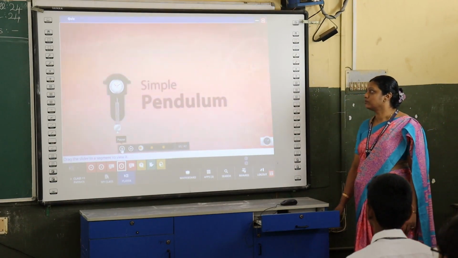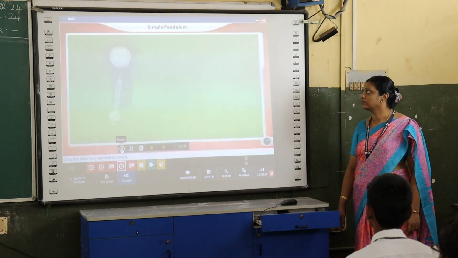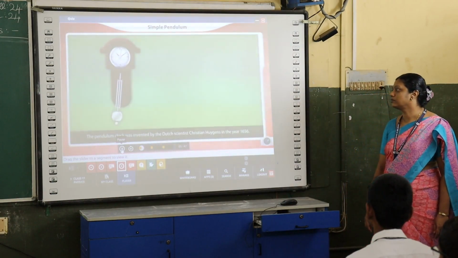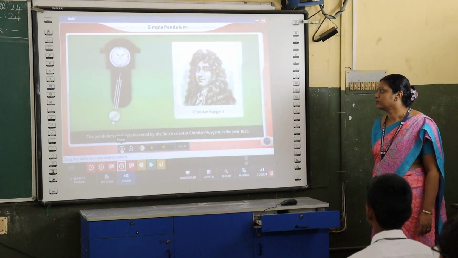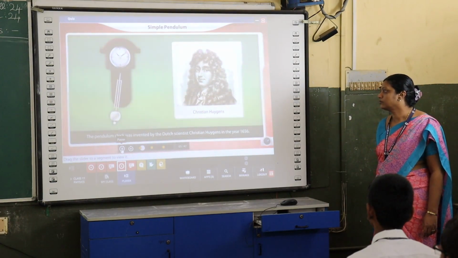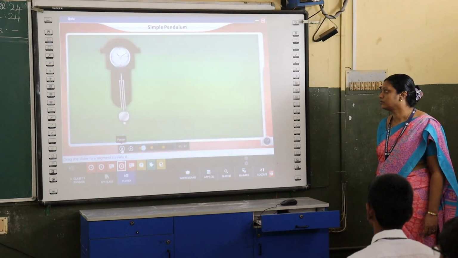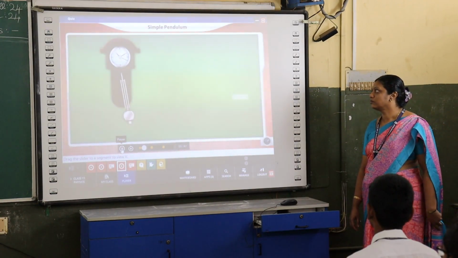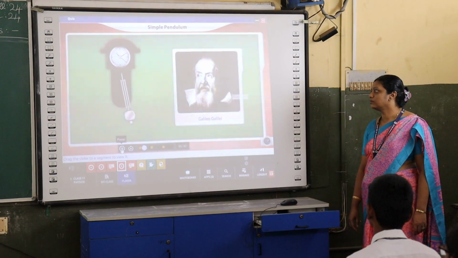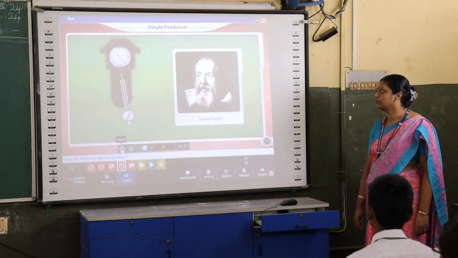Simple pendulum. The pendulum clock was invented by the Dutch scientist Christian Huygens in the year 1656. This invention was based on the investigations of the famous scientist Galileo Galilei.